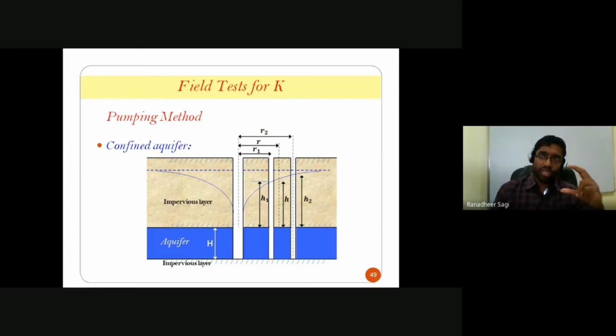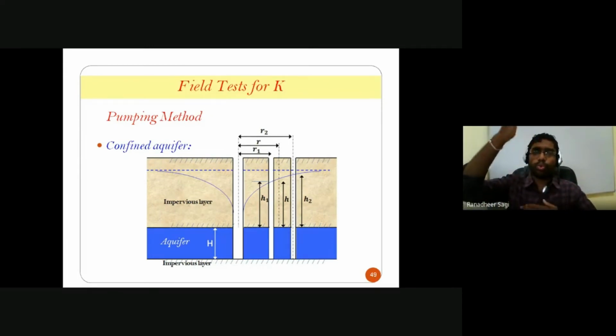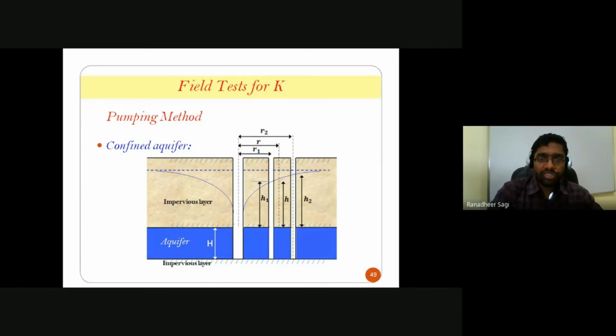If your aquifer, the strata in which the flow is happening, is confined. What do I mean by confined? It is embedded between two impervious layers. Here is one impervious layer, here is another impervious layer. This impervious layer could be a rock, but mostly it could be a clay or something else. In such a case, we call this aquifer or this particular soil strata a confined aquifer.